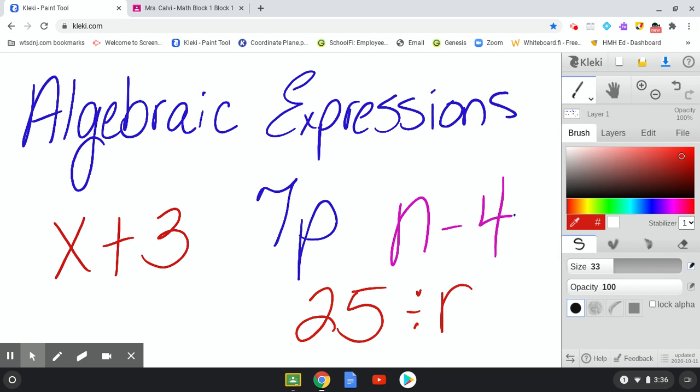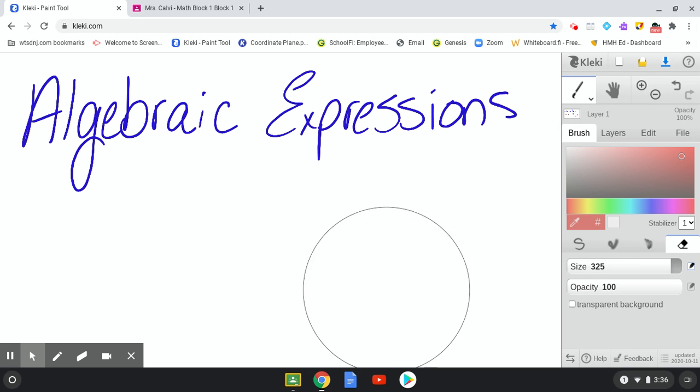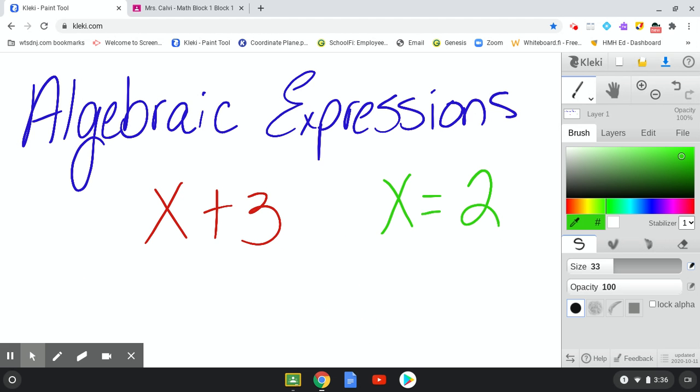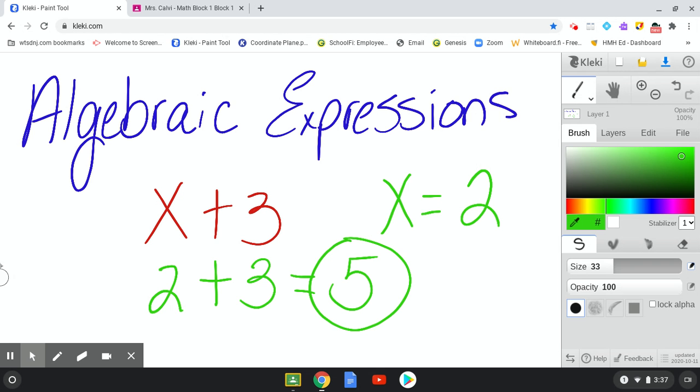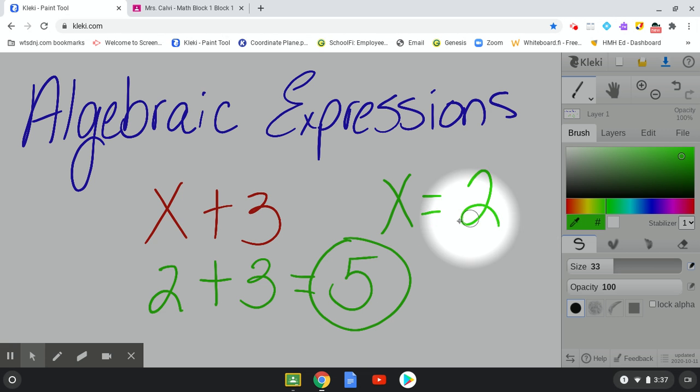Now we will get to the point where we are plugging in a value for that variable. So for example, if I had the algebraic expression x plus 3, and they were telling me that x is equal to 2, what I do to solve is I plug in 2 for x into my algebraic expression, and then I solve. So my final answer here would be 5, because the value of my x was 2, plugging 2 in for x, 2 plus 3 then gives me 5.